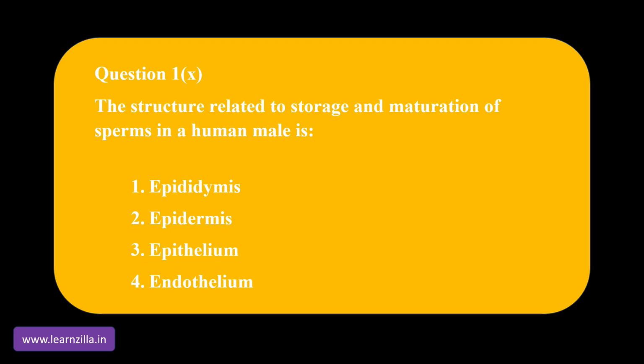The structure related to storage and maturation of sperms in a human male is which of the following? Epididymis, epidermis, epithelium or endothelium? It's a very simple and direct question. The right answer is epididymis. Sperms are produced in seminiferous tubules within the testis, whereas the maturation of sperms takes place in the epididymis.